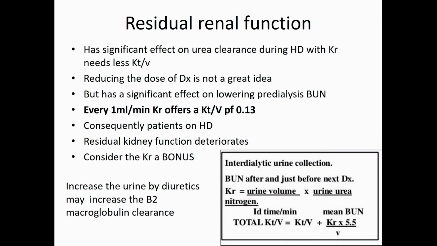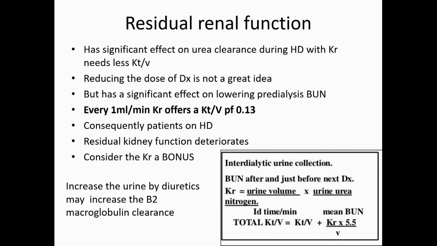Residual renal function is important in achieving Kt/V, which I have shown. If the urea clearance is 4 ml, whatever the dialysis prescription, it will be appropriate for the patient, and total Kt/V will be more than 1.2. So it has a significant effect. Every 1 ml per minute of KRU offers 0.13. So if you have 4 ml, then 0.5 will be added.